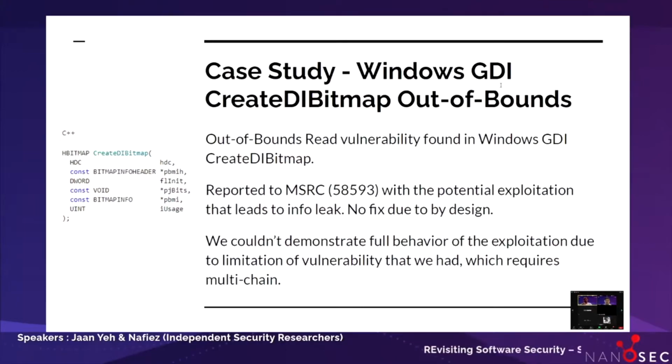And like we mentioned, we couldn't demonstrate the full behavior of the exploitation due to the limitation of the vulnerability, so it requires a multi-chain. We do have an idea: if we chain it with a browser or something related to a remote kind of program, we could abuse it to gain an info leak. According to Microsoft, it is by design, so there is no fix for this.